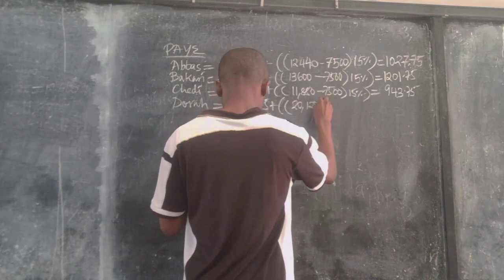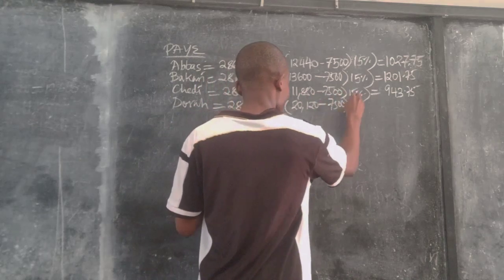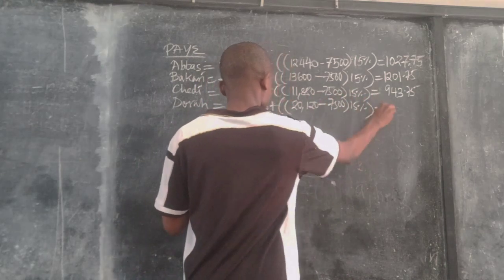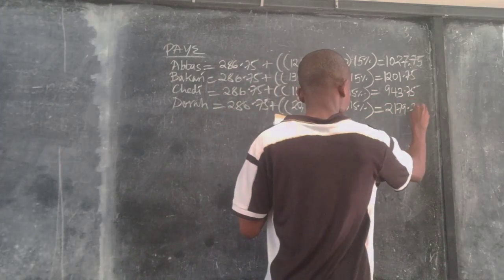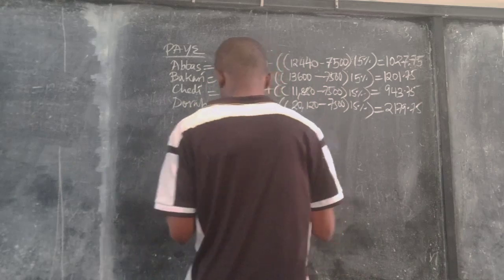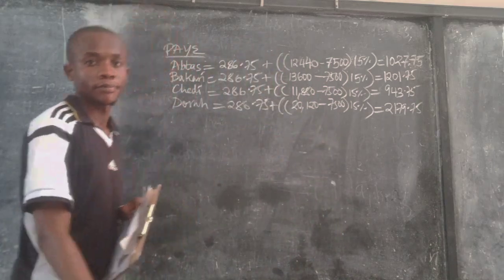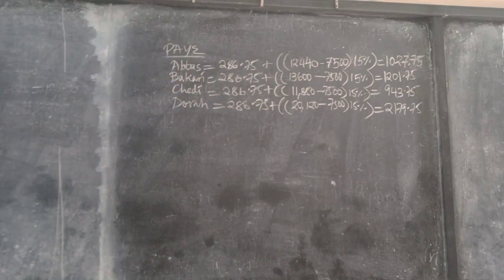you'll get 943.75. For Dora, you have to find the excess by taking the gross pay 20,120 minus 7,500 times 15% plus 286.75, you'll get 2,179.75.